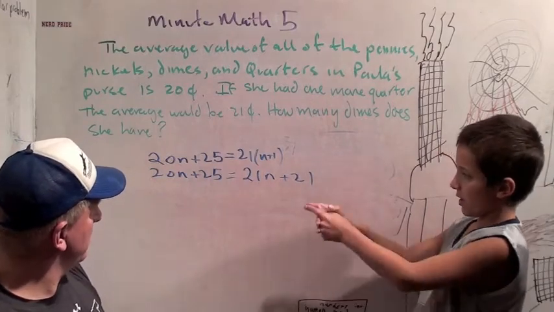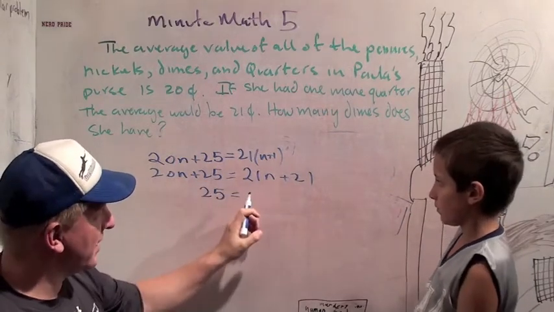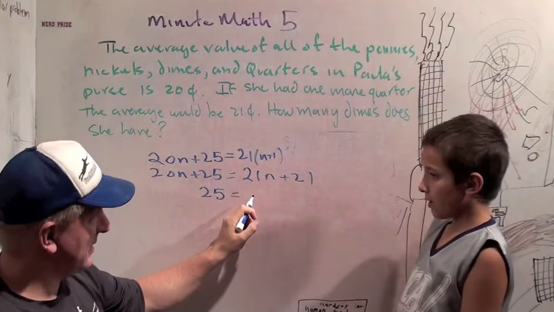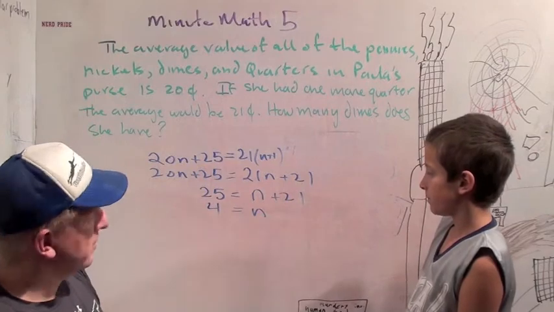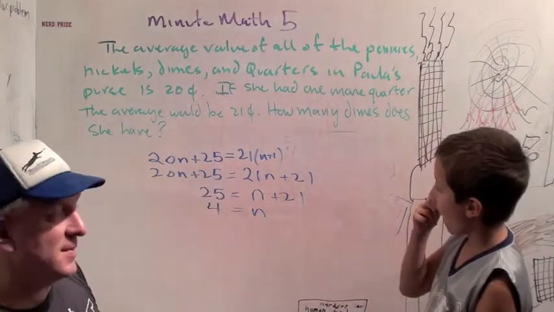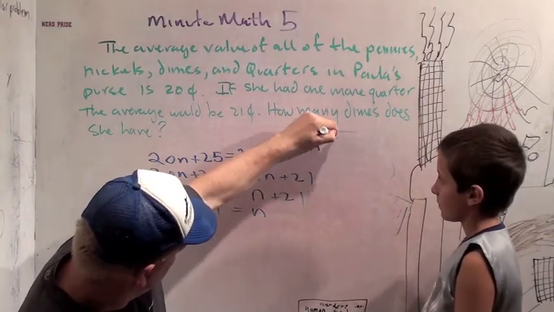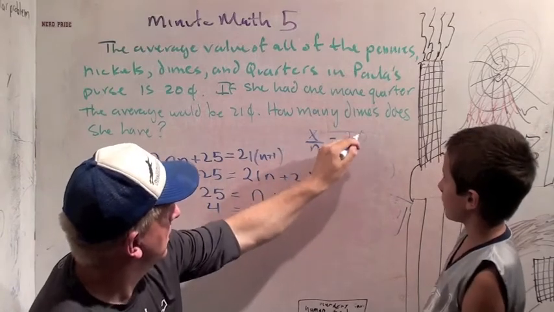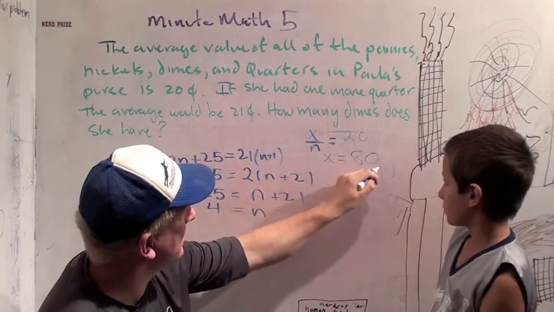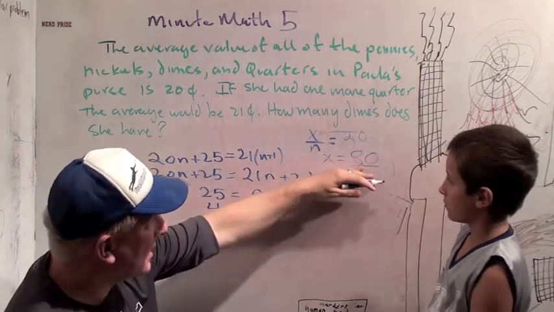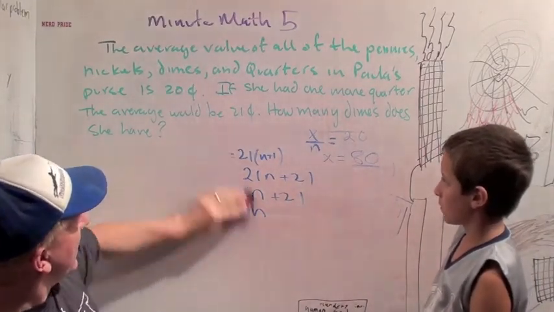We can subtract 20N from both sides. 25 equals 21N minus 20N, which is 1N, plus 21. So what's N equal? N is 4. Remember our equation that I erased, which said X over N is 20? Or X, the amount of money she has, is 20 times N, or 80. So she has 80 cents. She has 4 coins and 80 cents. That's interesting.